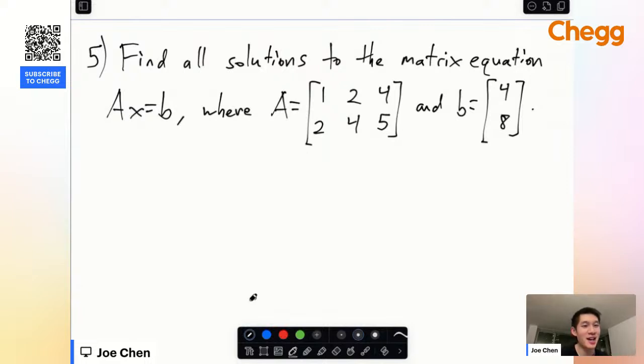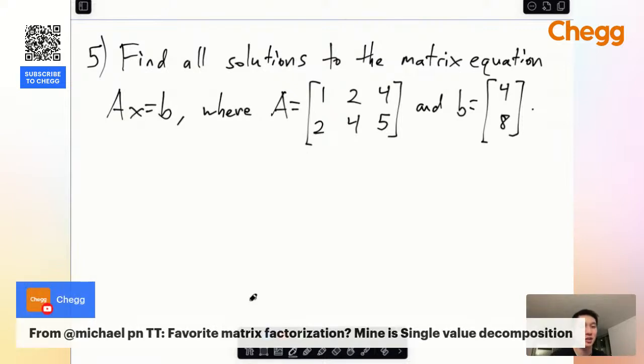Oh, from Michael PN from TikTok: favorite matrix factorization. Mine is SVD. Yeah, that would probably be mine too. It just captures so much information on a matrix. Also, I have a very biased perspective in that my focus is in probability theory, and so there the tie to linear algebra is random matrices, and lots of interesting questions there are on the distribution of the singular values.